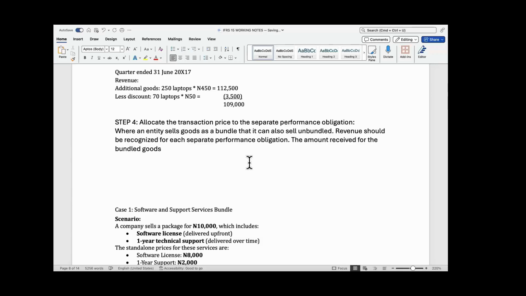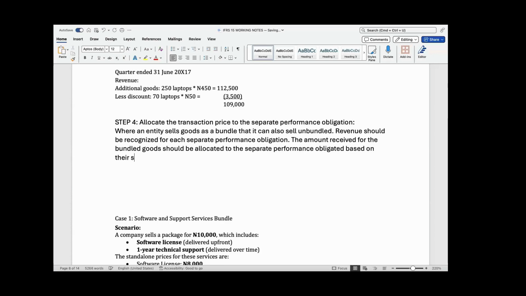The amount received for the bundled goods should be allocated to the separate performance obligations based on their standalone selling prices. So you are going to allocate that money you received. You're going to share it in proportion to their standalone selling prices. You will get this when I show you examples.